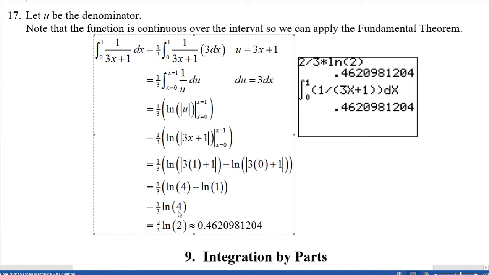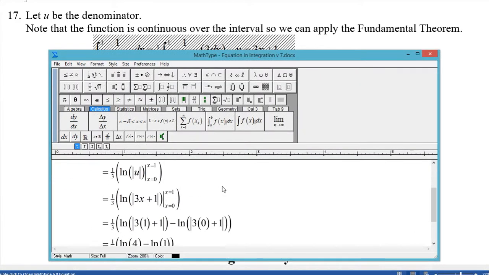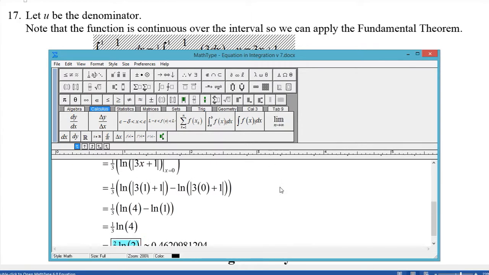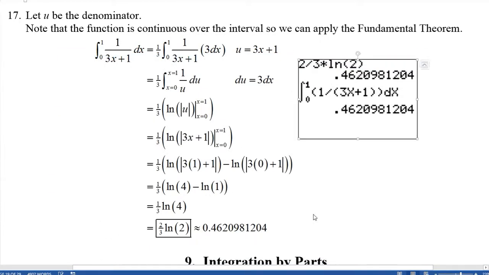4 is 2 to the second power. So we can bring the power out front using a property of logarithms and write that as 2/3 times the natural log of 2, which is probably one of the best ways to write our final answer, which is our exact answer. Then you can plug 2/3 times the natural log of 2 in your calculator to get a decimal approximation, and notice that when I do this one in the calculator, it does check out to give us the same value.